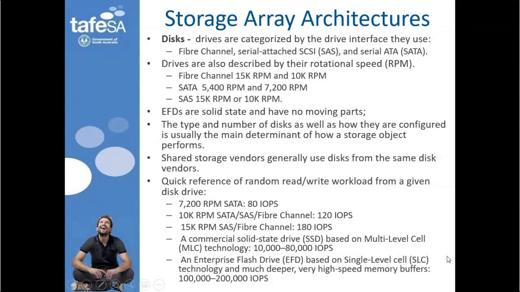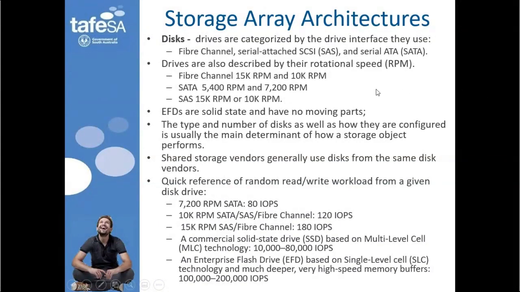Disk drives are categorized by the interface, how they're connected. So fiber channel, or serially attached SCSI, SAS, or serial ATA, SATA. In your home computer, you're probably more used to SATA, but in server-grade computers, SAS is a local hard disk. In the old days it was called SCSI, but SAS is serially attached SCSI, and fiber channel is another way, which is the fiber optics.